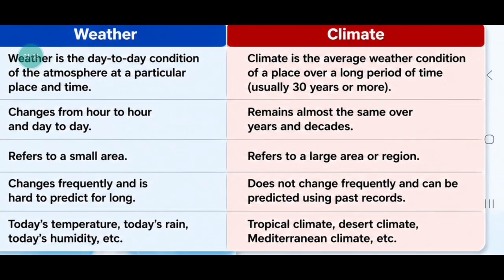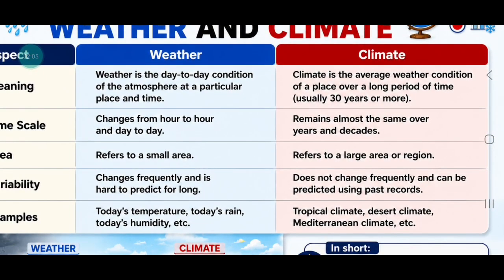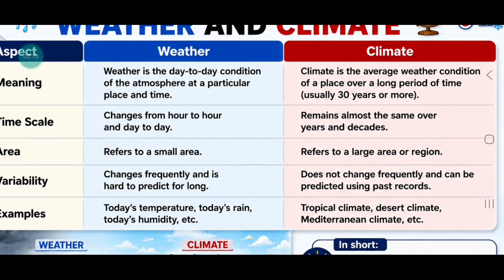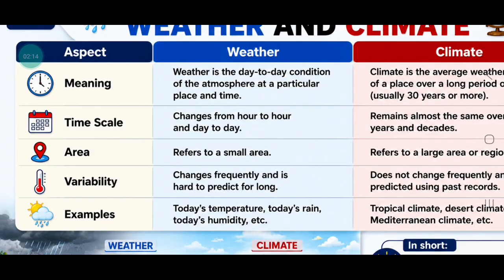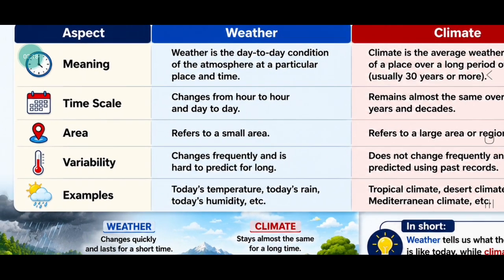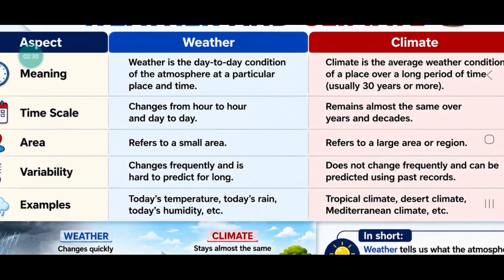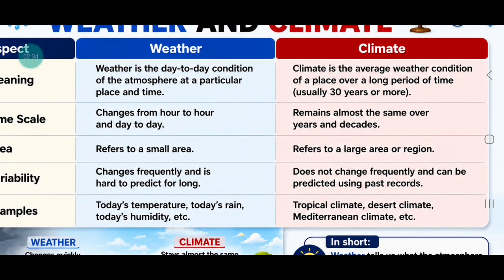And climate refers to a large area or region. When we say tropical climate, when we say subtropical climate, climate means it prevails over a country, a continent, or a subcontinent. Fine. This way we consider the climate. So weather prevails in a small area and climate prevails in a larger area, right? Next is variability. Weather changes frequently, and it is hard to predict for long. And climate does not change frequently and can be predicted using past records.